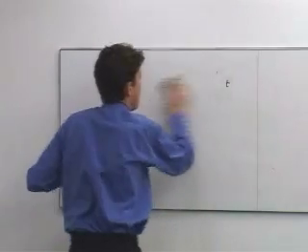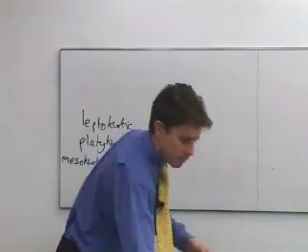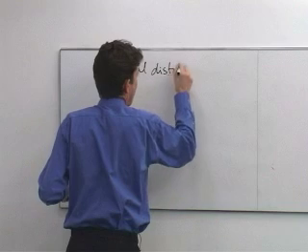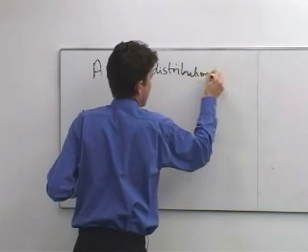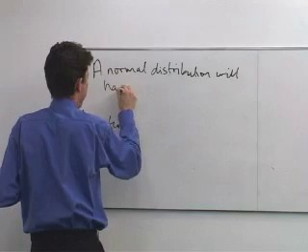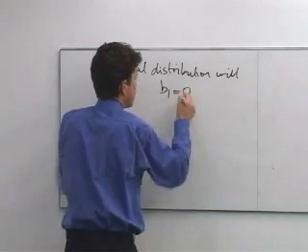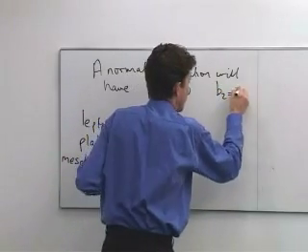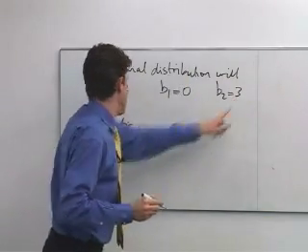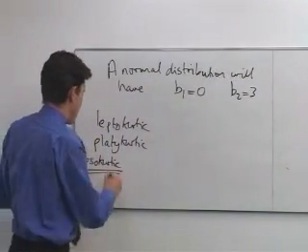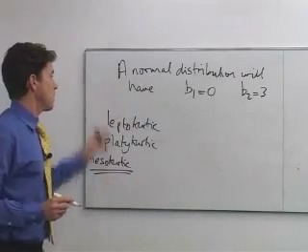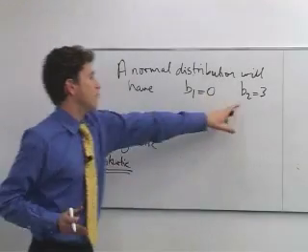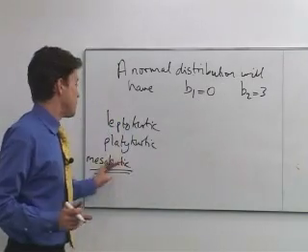Okay, so a normal distribution will have a value of B1 equal to 0, that is, it won't be skewed, it'll be symmetric, and it will have a value of B2 equal to 3. Now, the value of B2 equal to 3 corresponds to the distribution being mesokurtic. So a normal distribution will have B1 equals 0, that is, it will be symmetric about its mean. It will have a value of B2 equal to 3, that is, it will be mesokurtic.